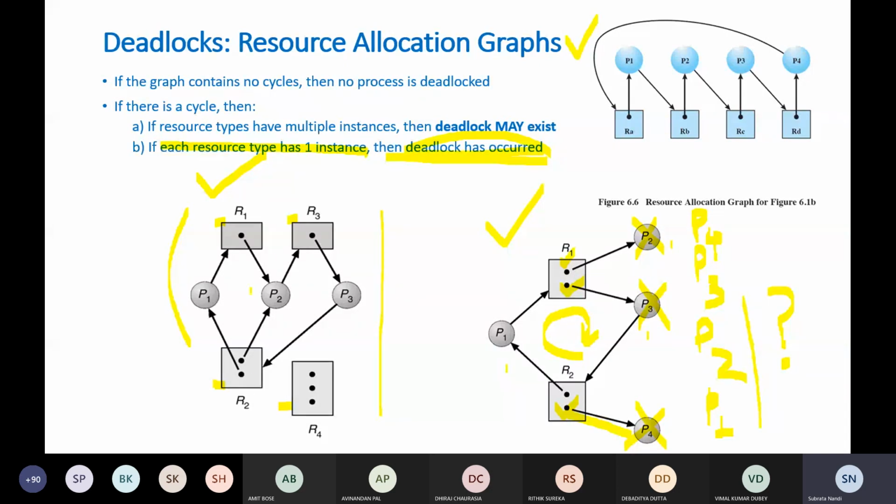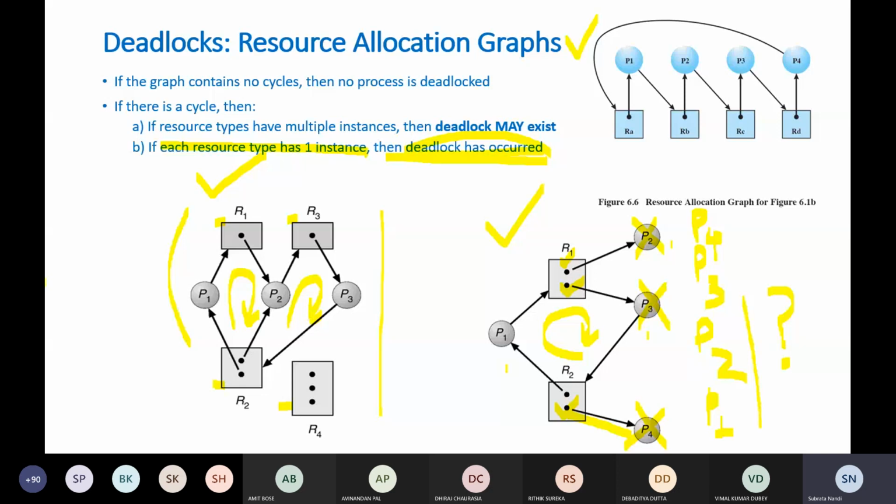So the first thing is, here there are no such provisions. You see, R4, nobody has requested, nobody is holding, so it is just an isolated resource type. But as you can see here, P3 will be requesting R2, and R2 has been allocated to P1 and P2, and P1 and P2 again are requesting something which has been held by others. So this is a typical situation. You see, these two cycles will always be there, this dependency.